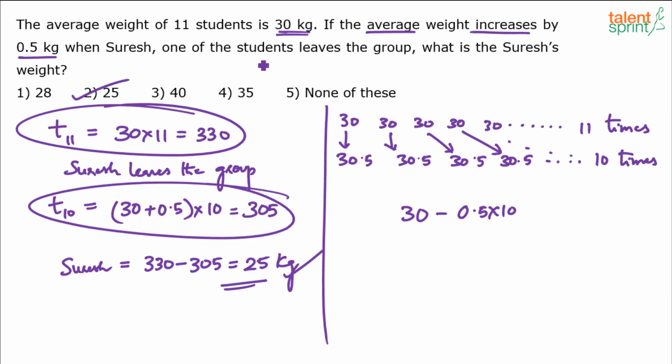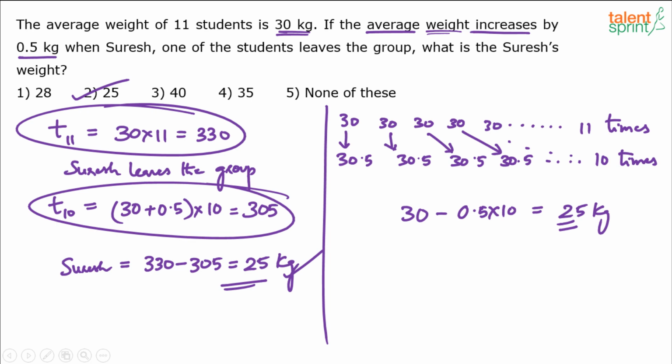After Suresh left, the average increased by 0.5 kgs. So you cannot take 0.5 into 11. You should take 0.5 into 10. He gave 0.5 10 times, which means 5 kgs. So he lost 5 kgs from his 30. 30 minus 5, 25 will be your answer.